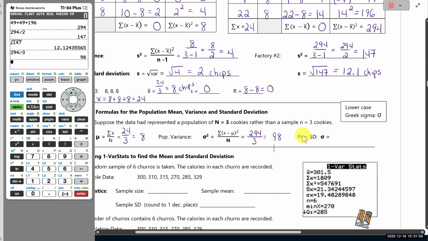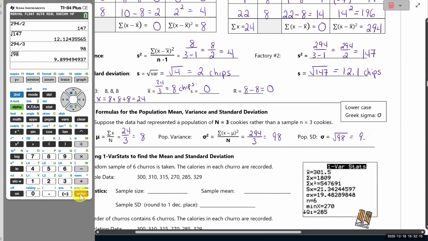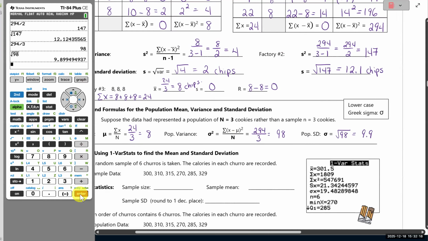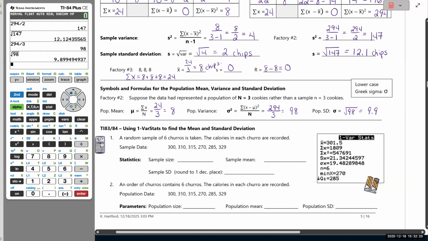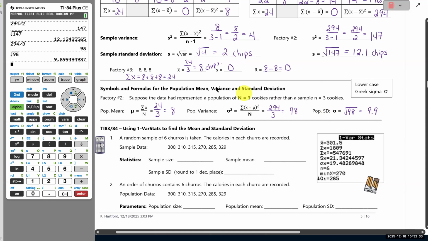All right, and then population standard deviation. So standard deviation is always the square root of our variance. So we'll do square root of 98, and then I will have to round that, and I'll go 1 decimal place, so 9.9. All right, so we're going to do a problem here and get the mean and standard deviation from our calculators. And we just have to know correct symbols because the calculator can't read a question and determine if it's a population or a sample.